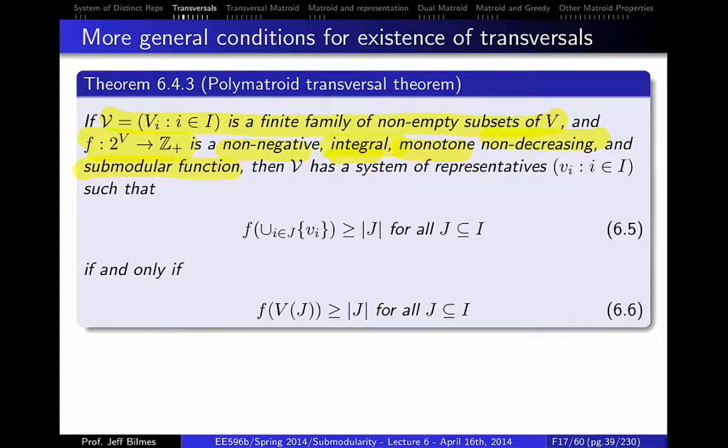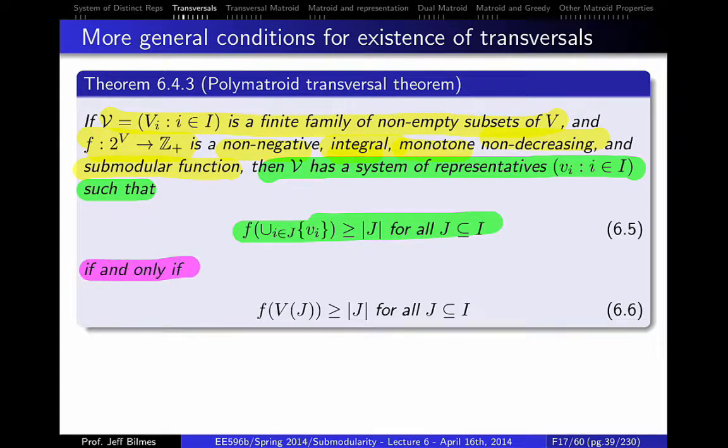Okay. So then, what the theorem states is that this set system has a system of representatives such that this is true if and only if this is true. Okay. Is this a distinct system of representatives? We're saying it's a system of representatives, so not necessarily distinct. I'm not necessarily saying it's distinct. But we could make it distinct. How would we make it distinct?